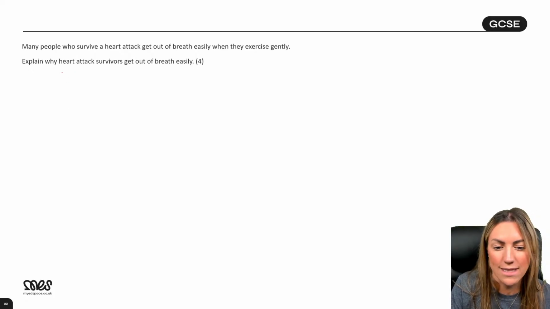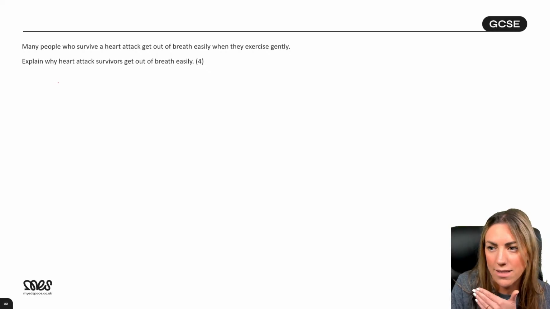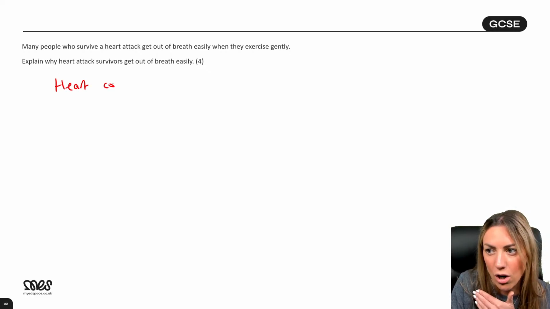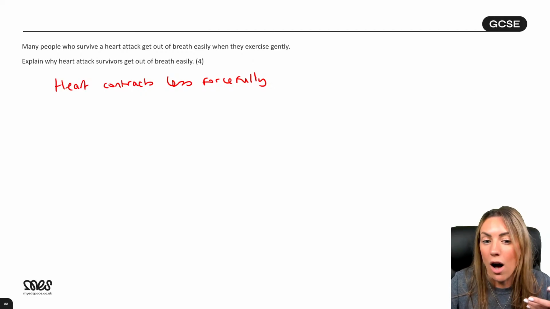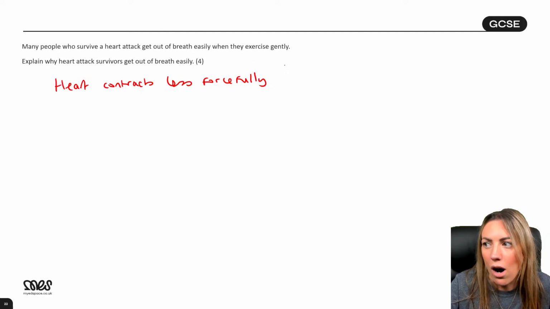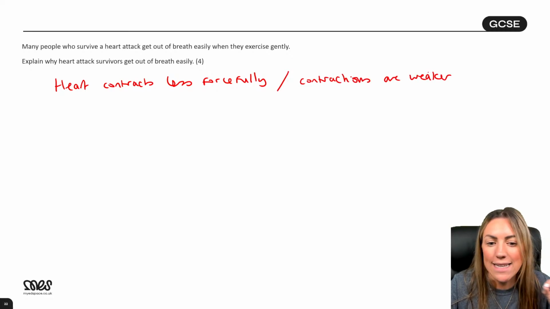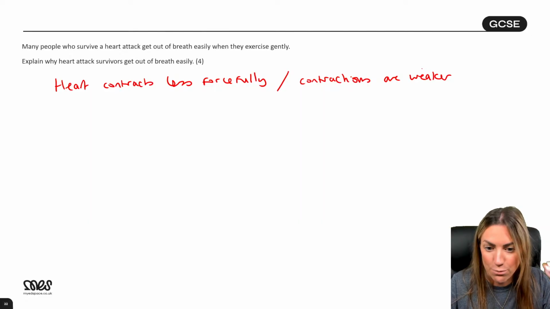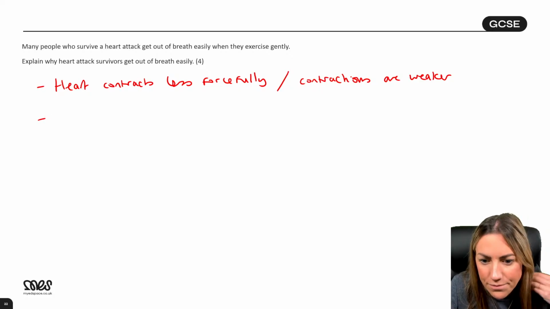So if you've had a heart attack, this is quite a hard question. I would say this is going to be a higher tier question. But if you've had a heart attack, your heart contracts less forcefully because some of your heart muscle is damaged, right? Some of your heart muscle cells die. So your heart contractions are weaker. Now, can you see what we're doing here is linking together the heart with exercise and respiration. So let's see if you can do that. I wouldn't just say weaker heart, but I'd say weaker contractions would be okay.